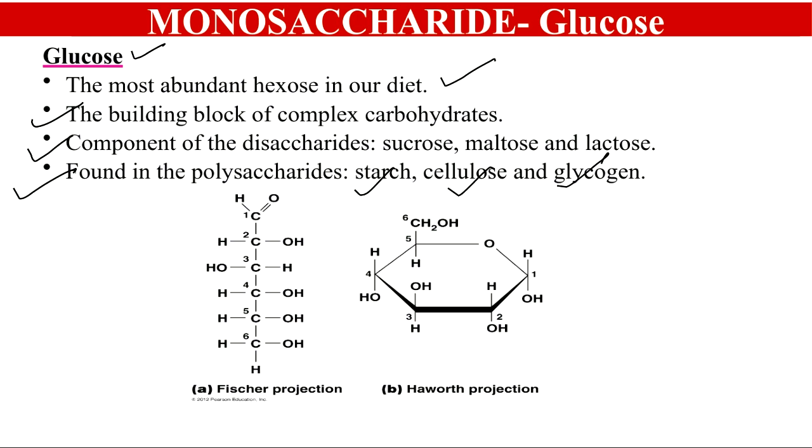Now let's look at the structure. Every monosaccharide has two kinds of structure. One is the straight chain structure, which is known as the Fischer projection, and one is the cyclic structure, that is the Haworth projection.